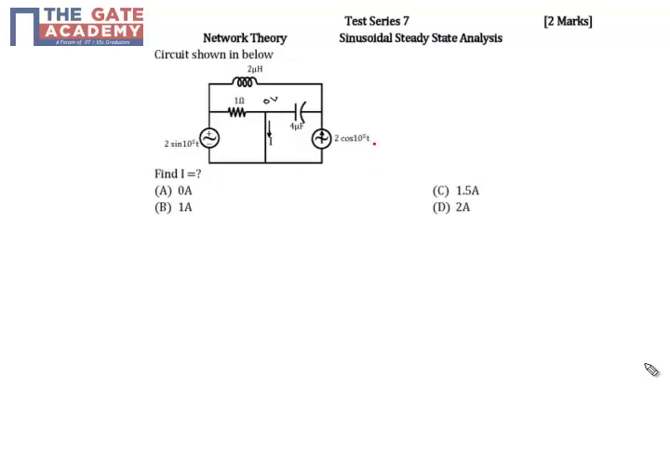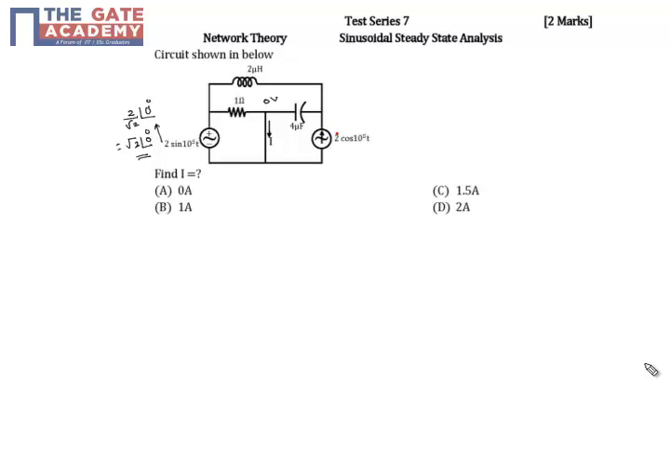Before I apply KCL and KVL, first I'll try to convert all of them in terms of phasors. If you see here, this I can represent in phasor notation with its RMS value, that is 2 by root 2 at an angle of 0 degrees. So that means this is equal to root 2 at an angle of 0 degrees. The voltage here is also root 2 at an angle of 0 degrees.